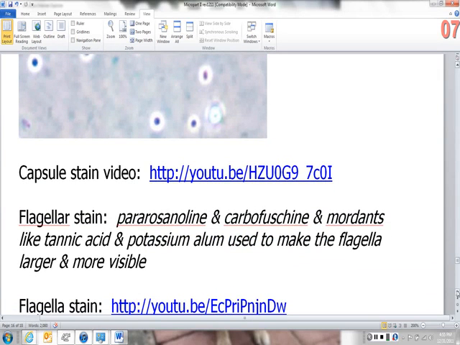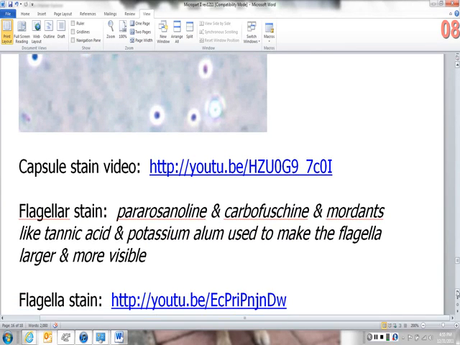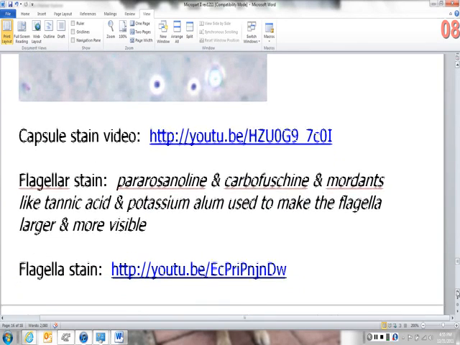The flagellar stain uses para-rosaniline and carbol fuchsin and mordants like tannic acid and potassium alum to coat the flagella, similar to applying mascara, so it is larger and more visible. Electron microscopy stains contain heavy metals like lead, osmium, tungsten, and uranium.